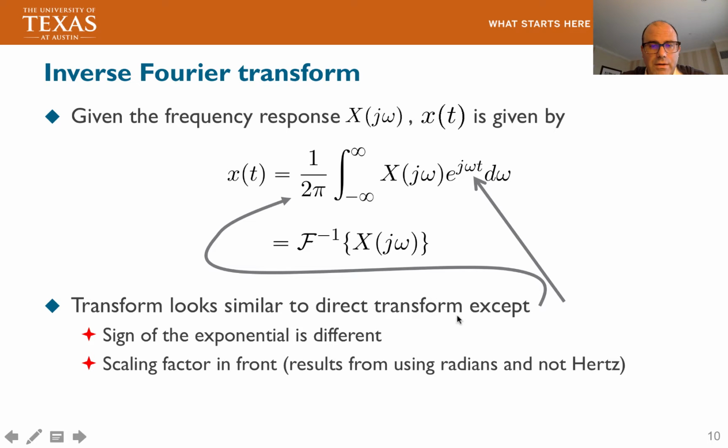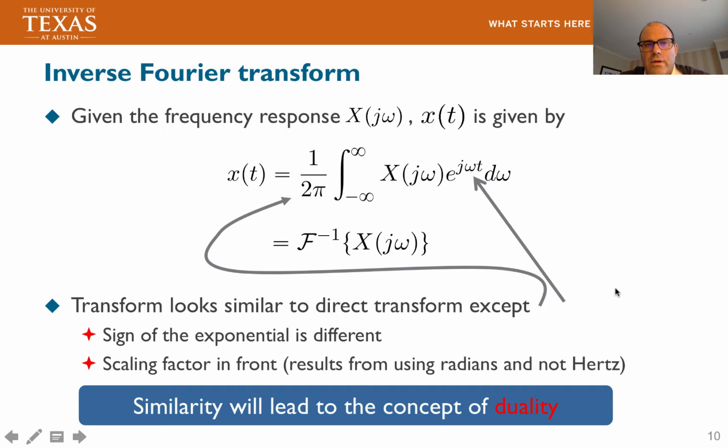The scaling factor results because we're using radians in frequency, and I'll tell you later how the equation looks different if we don't use radians. And then we're integrating here because what we're doing is summing up the contributions of different sinusoids, instead of asking what is the contribution of a sinusoid in my signal. So just like the Fourier series synthesis equation, we have a positive frequency here.